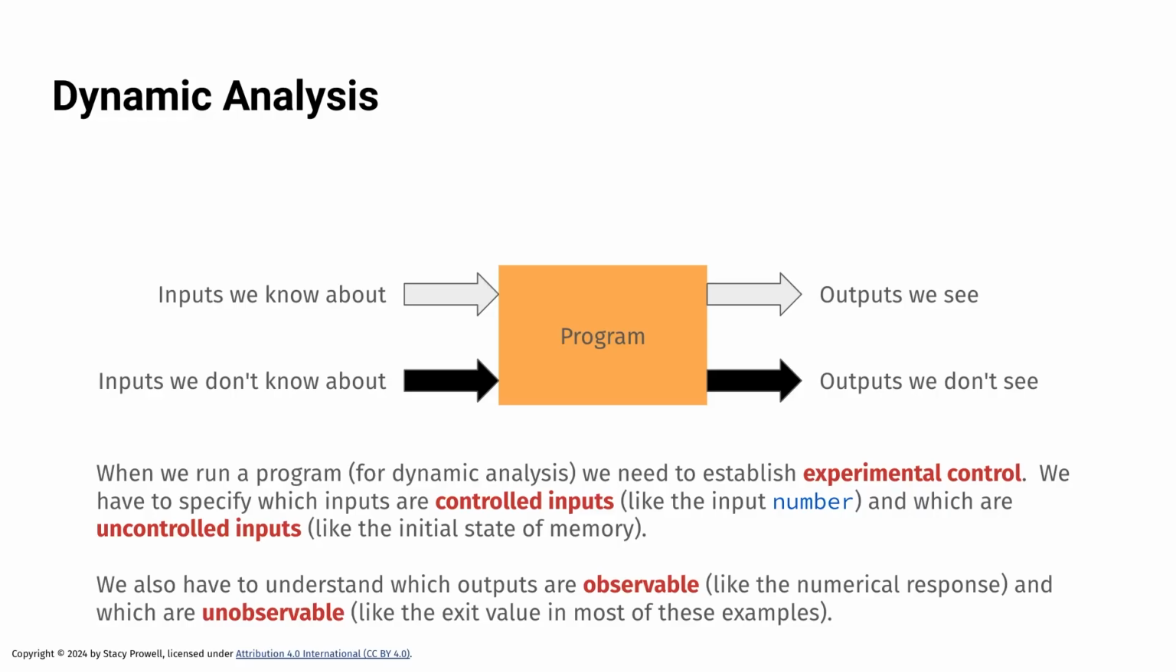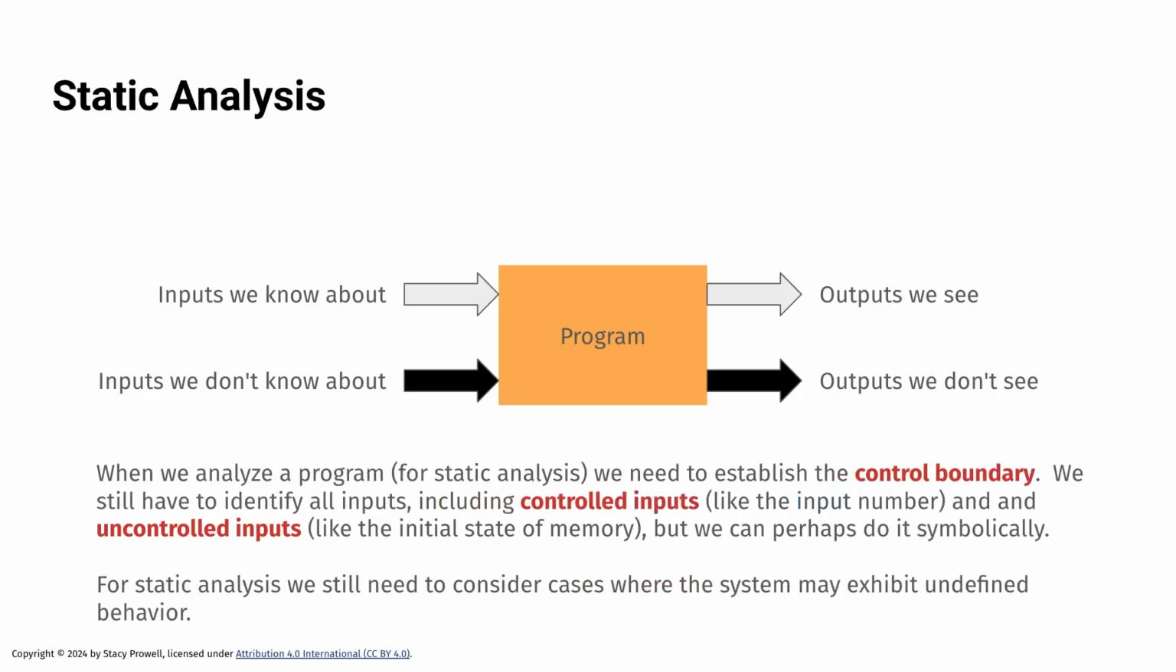So, it's important for experimental design, dynamic analysis, to be able to classify and understand that there are controlled and uncontrolled factors in your experiment. Same thing is true for static analysis. When we analyze a program, we have to establish a control boundary. We still have to identify the controlled inputs and the uncontrolled inputs, like the initial state of memory.